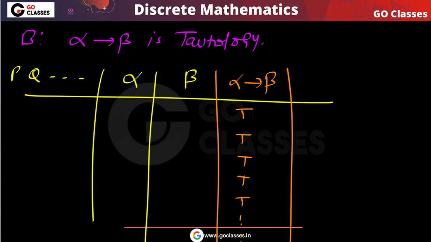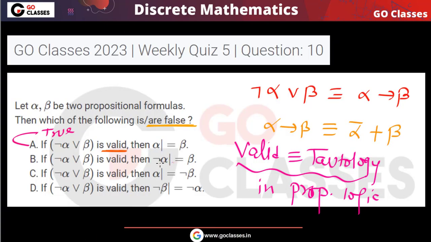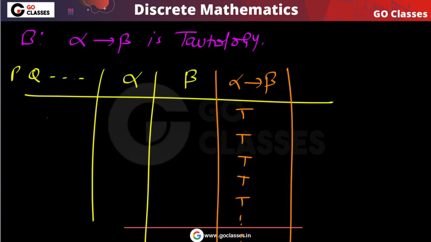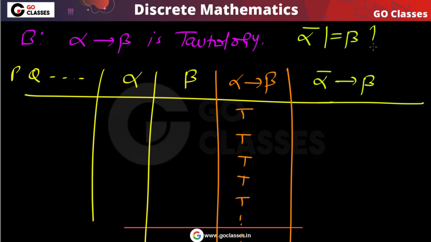Now, if alpha implies beta is a tautology, then what can you say about negation alpha implies beta? Can I say this is also a tautology? The answer is no. You cannot say that this is a tautology. If alpha implies beta is a tautology, you cannot guarantee that this is a tautology.